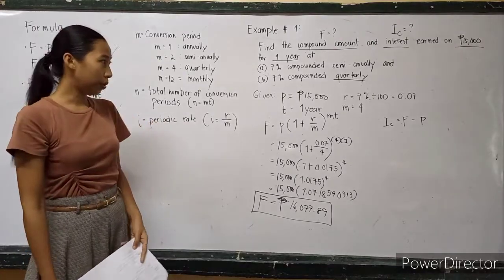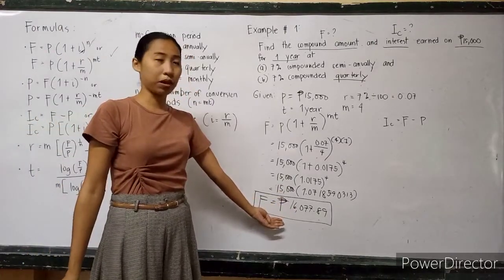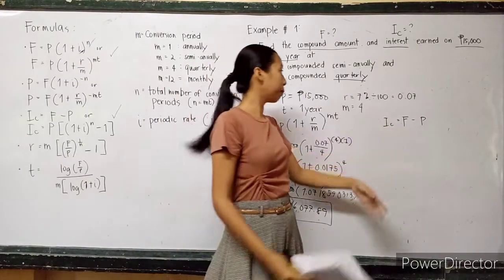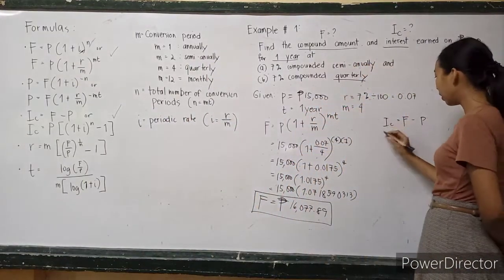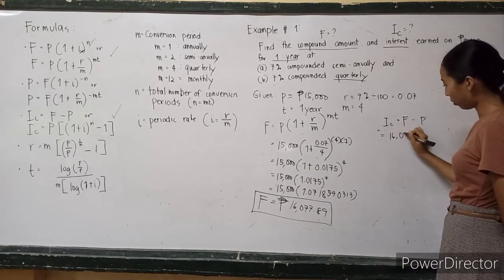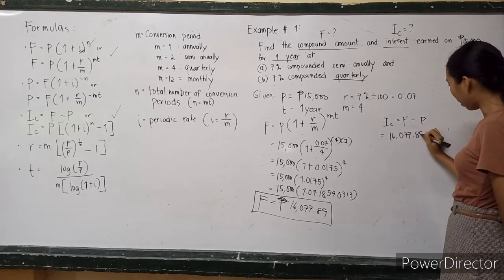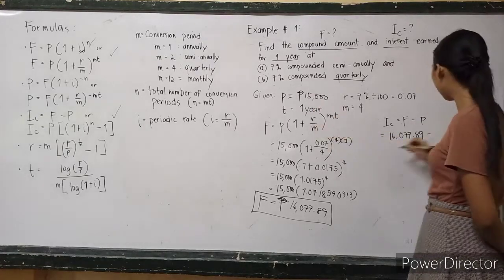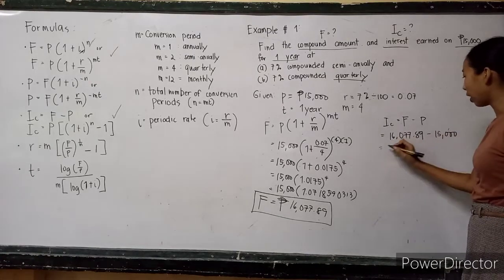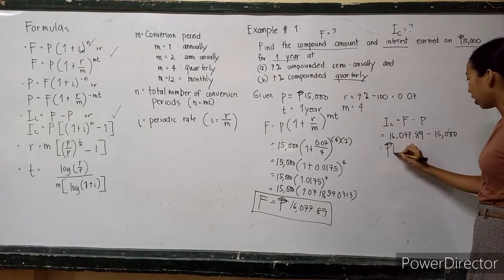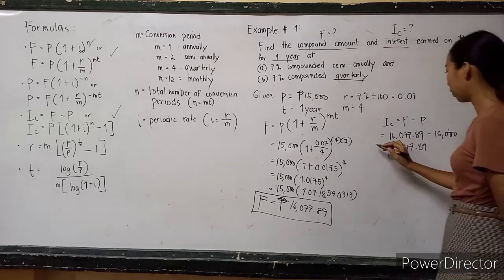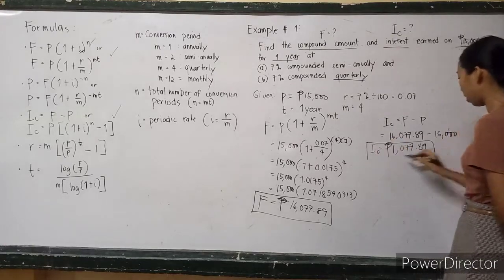Clear? So, we will now use this to find the compound interest, or IC. We have IC is equal to F, which is 16,077.89, minus your P, which is 15,000 pesos. We just subtract these two. Your answer will be peso sign 1,077.89. That is now your compound interest.